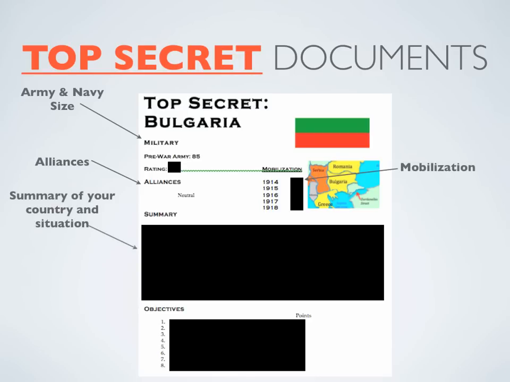The summary of your country details your country's situation and helps define some of your objectives. Your objectives are listed last. These are your goals for the simulation. In order to get those points, you need to make a legitimate attempt to try to achieve your objectives.